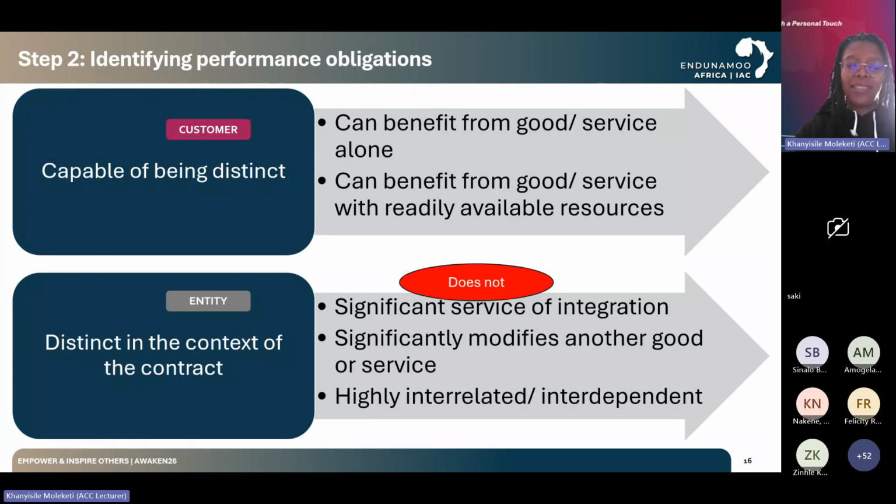Capable of being distinct, and distinct in the context of the contract. Always discuss both of them. Okay, always discuss both of them.